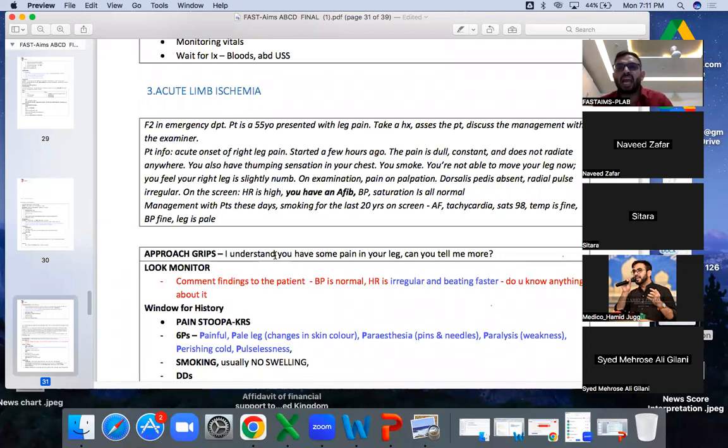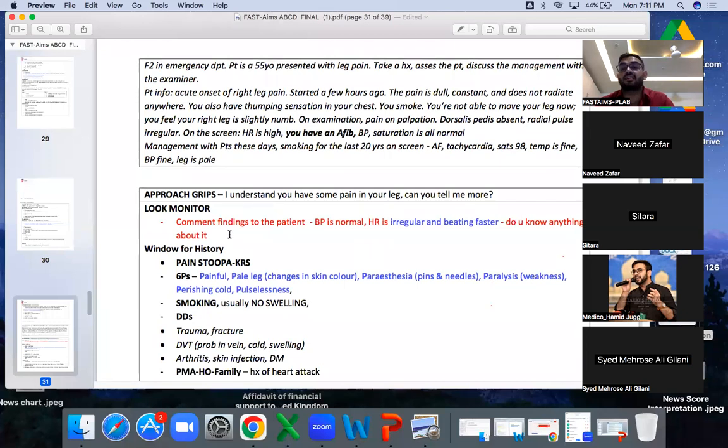The patient is stable, with one-sided leg pain. It's acute limb ischemia. You will start looking at the monitor, and you will find nothing on the monitor. Everything will be all right. Breathing will be all right, so after watching the monitor you will go directly to the circulation. On the circulation, everything will be all right. However, there will be an irregular rhythm on the monitor.